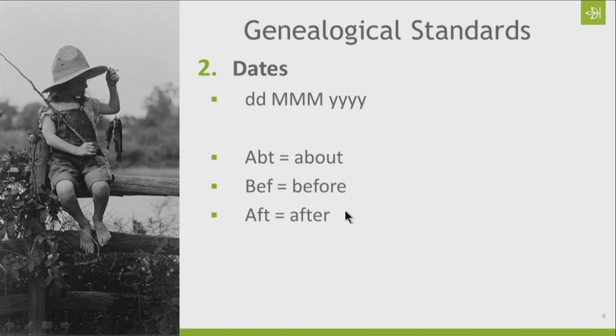Before and after are really specific dates that I use in pretty specific circumstances. So for example, if someone wrote a will on a specific date and then that will was proved on a specific date, I know that they died sometime between those two dates. And so I might put that they died before the date of the will being proved, or that they died after the date of the will being written.